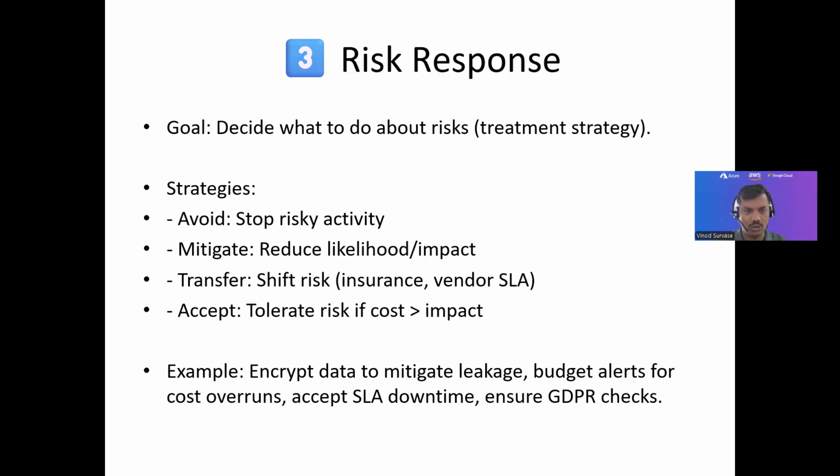And they accept, where you would tolerate risk if cost is greater than impact, right? That way. So a simple example here: encrypt data to mitigate leakage, budget alerts for cost overruns, accept SLA downtime, ensure GDPR checks. These are a few of the examples where you can simply decide and respond to the right set of risks, right? And take the right approach and strategy.